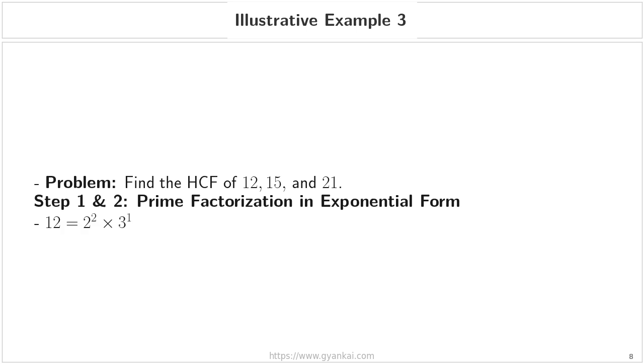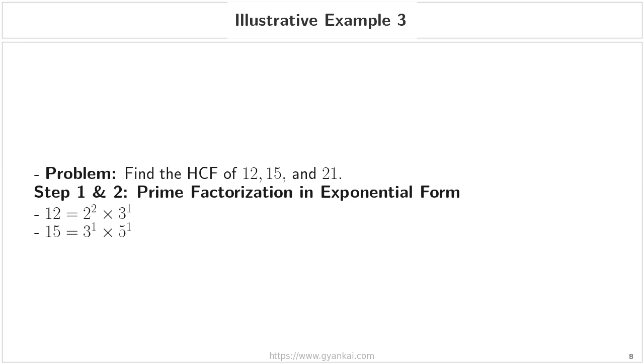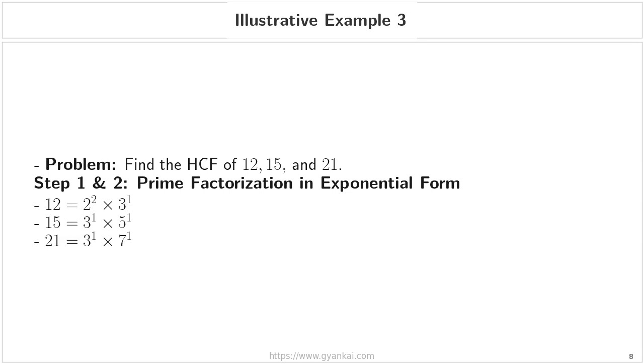First, let's look at 12. When we break it down, we get 2 squared multiplied by 3 to the power of 1. Next, for 15, the prime factorization is simply 3 to the power of 1, multiplied by 5 to the power of 1. And finally, for 21, we have 3 to the power of 1, multiplied by 7 to the power of 1. Keep these factorizations in mind, because in the next slide, we will identify which of these prime factors are common to all 3 numbers to find our final answer.